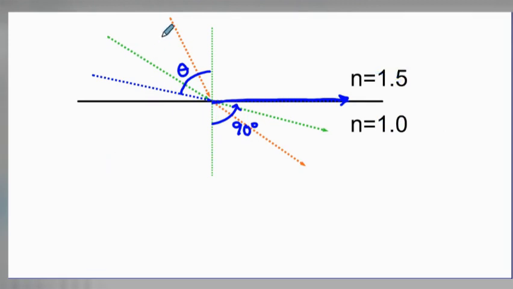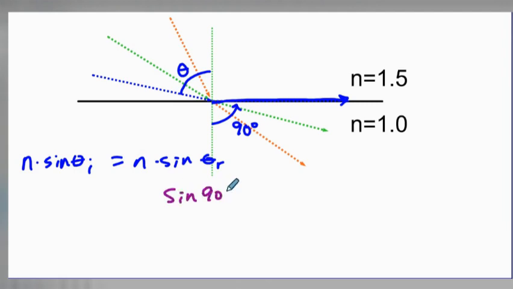Okay. We know that to solve this angle, we would have the n times the sine value of the incidence equals the n times the sine value of the refraction. And I want to point out that this is always going to be the sine of 90 degrees. And what is the sine of 90 degrees? The sine of 90 degrees is exactly 1.